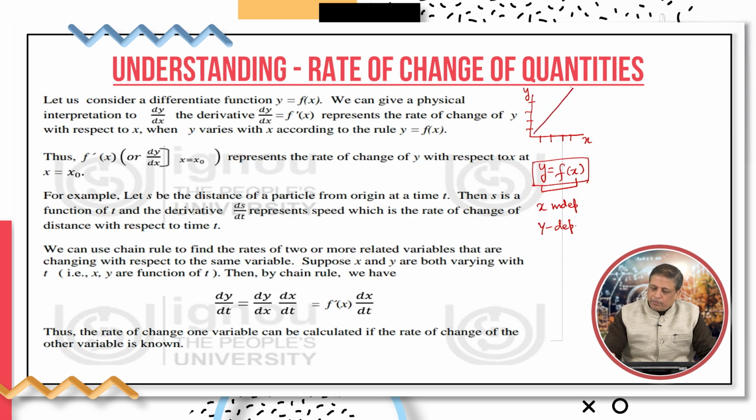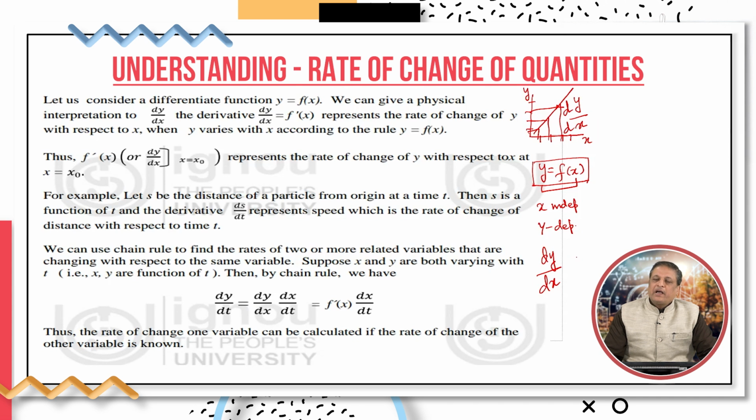Say some trend is followed, that means with the variation in x there is some variation in y. So for per unit variation in x, there is a variation in y, that is dy by dx. So dy by dx represents the variation in variable y with the variation in variable x.